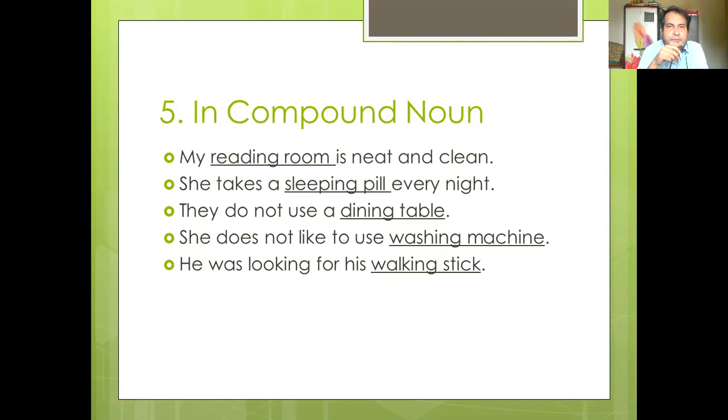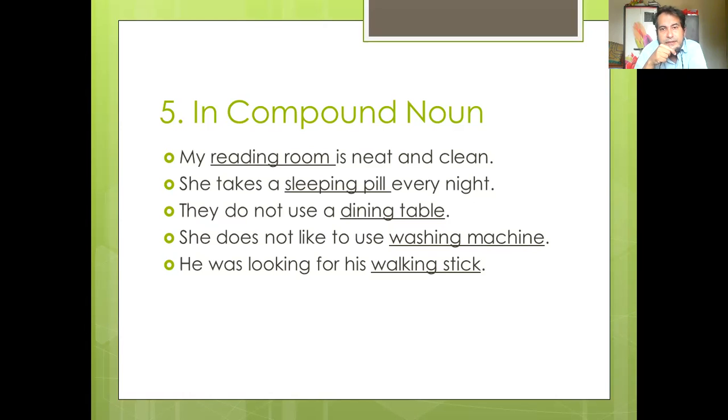In compound nouns, sometimes we use 2 or 3 words together, which works as a gerund. For example, my reading room, sleeping pill. She takes a sleeping pill. The first example is: my reading room is neat and clean. Here, reading room is a compound noun. He takes a sleeping pill, dining table, washing machine, and for the fifth example, walking stick.